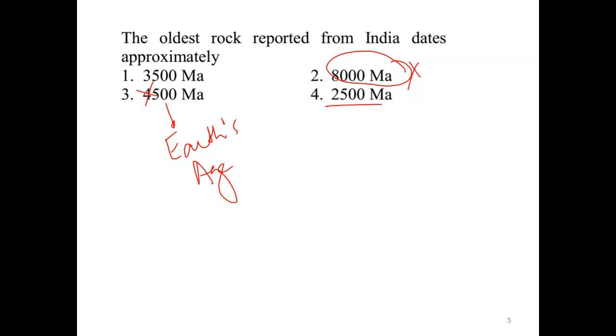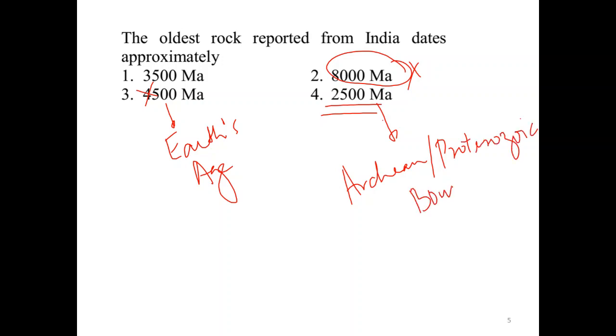Definitely this cannot be answered because Earth is much younger than 8,000 million years. We all know that 2,500 million years is the time period which separates the Archean from Proterozoic. In India, we find both. So we should write here: this is the Archean-Proterozoic boundary, which is the age of 2,500 million years. Now in India, we find both the rocks, Archean as well as Proterozoic.